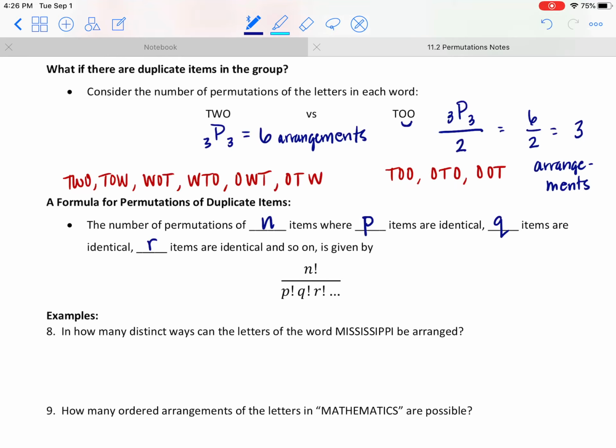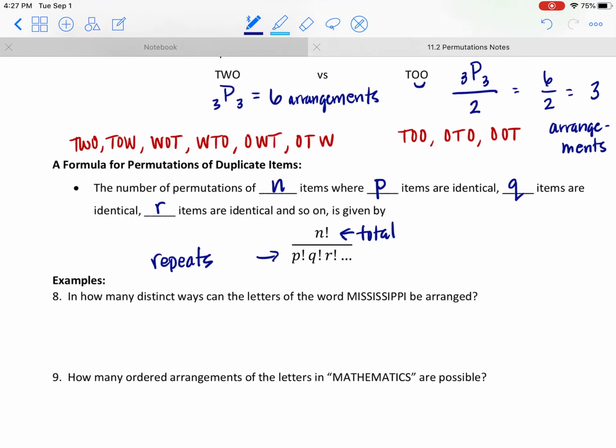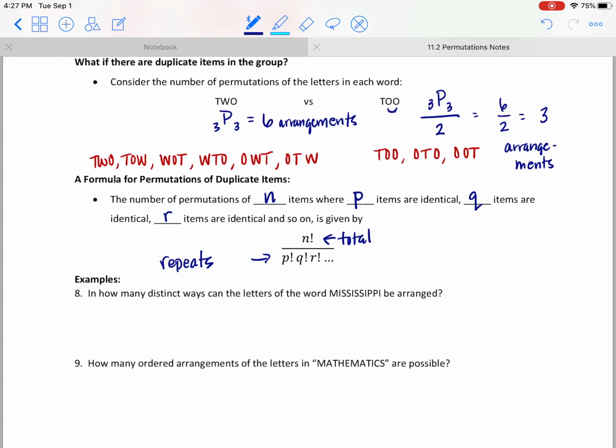So whatever your total is, this is the total on the top, it's going to go here, and what you're going to do is divide by the number of times anything repeats. So these would be repeaters down here. That's going to get in my way later, so now I got to move it. Okay, so these are repeats.